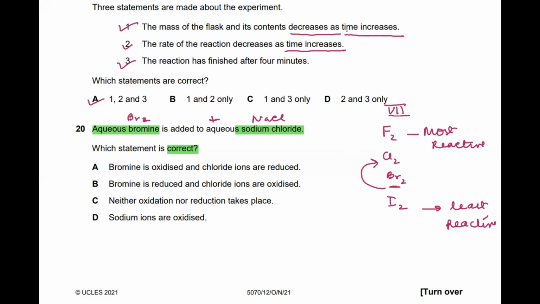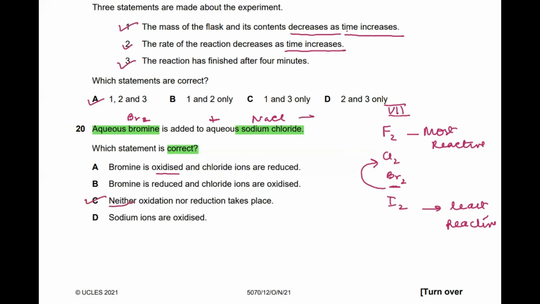So let's see, bromine is oxidized and the chloride ions are reduced. That's not possible. Bromine is oxidized. Oxidation means it is going to lose electrons. It is not. Now let's see, bromine is reduced and the chloride ions are oxidized. No. Now, the correct answer is C.